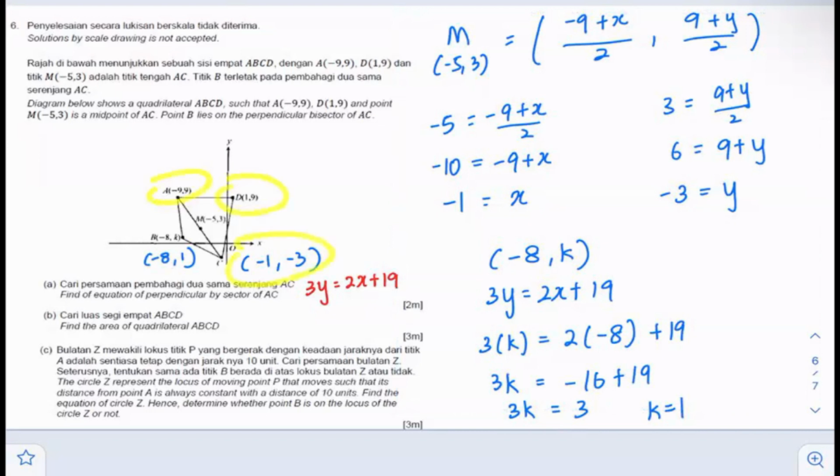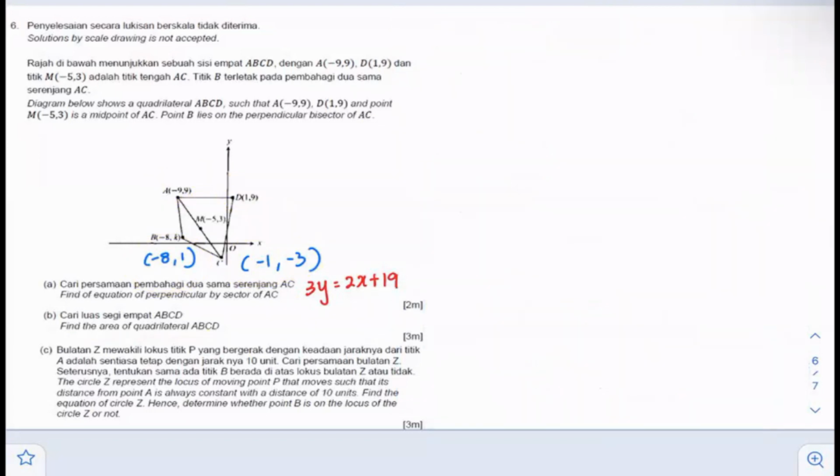With all the coordinates, we can now find the area. So area equal to 1 over 2. And remember, for polygon, we have to follow one direction. So let's say we know it's clockwise. So we have to start from A, B, C, then B. So negative 9, 9, 1, 9, negative 1, negative 3, negative 8, and 1. And remember, repeat the first one before you close the modulus. So 1 over 2, plus, plus, plus, plus, and minus, minus, minus, minus.